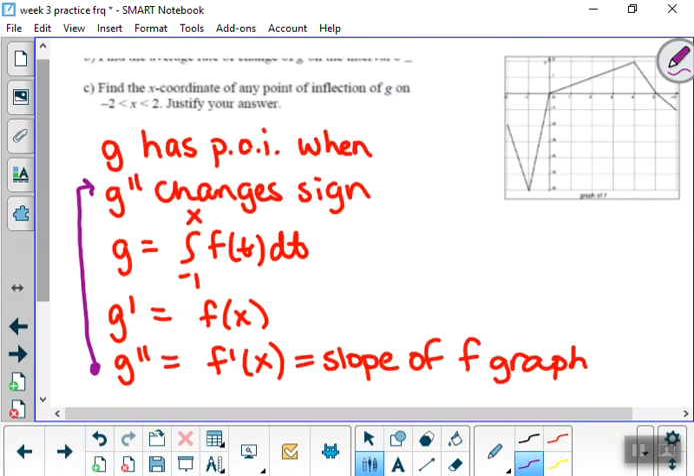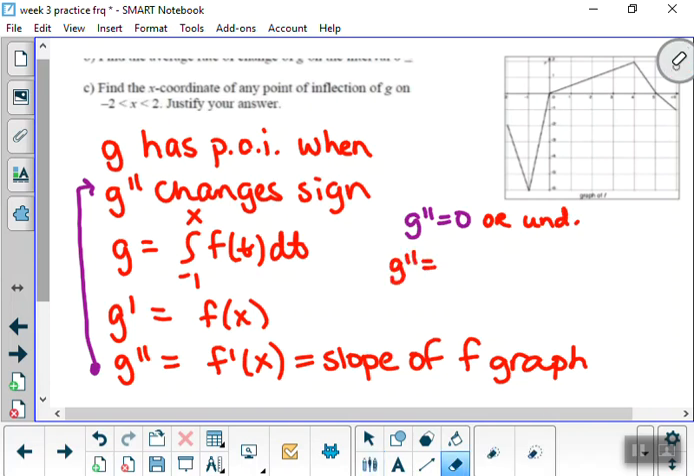Now, to start things off, G double prime equaling 0 or undefined for points of inflection. Where is that going to happen? Well, that happens at x equals -1. Okay. The slope at that point is undefined.